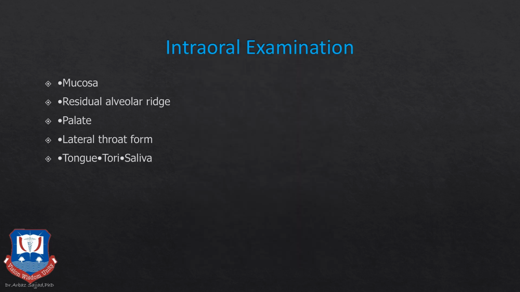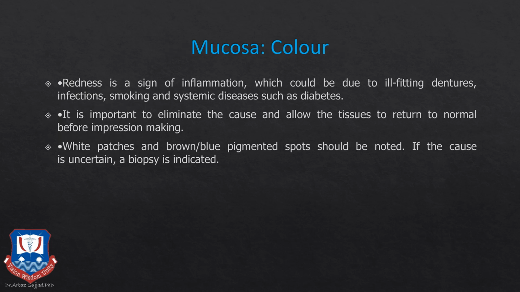Now coming to the intraoral examination. Intraoral examination consists of, as I mentioned, examination of the mucosa, the residual ridge, the palate, the lateral throat form, even the floor of the mouth, the tongue, tori, as well as the saliva. Coming first to the mucosa. Mucosa should be examined for any redness, which would be a sign of inflammation, which could be due to ill-fitting dentures, smoking, or systemic disease such as diabetes.